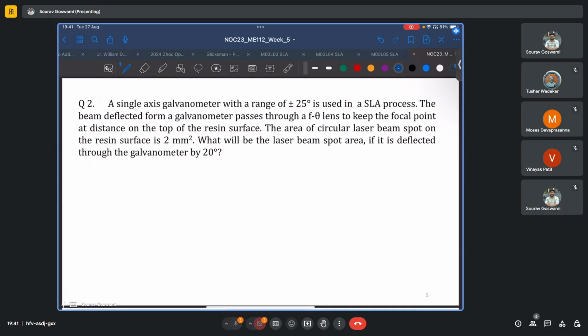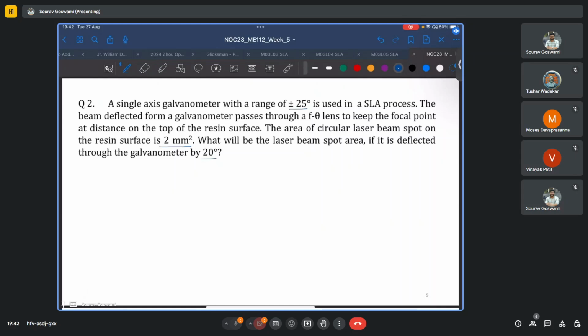The second one, again on galvanometer. A single axis galvanometer with a range of plus minus 25 degrees is used in an SLA process. The deflected beam passes through an F theta lens to keep the focal point to distance on top of the resin surface. Area of the circular laser beam spot is only 2 mm square. What will be the laser beam spot area if it is deflected by a large angle of 20 degrees?